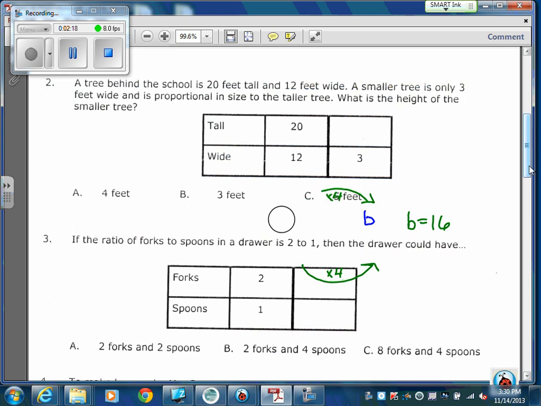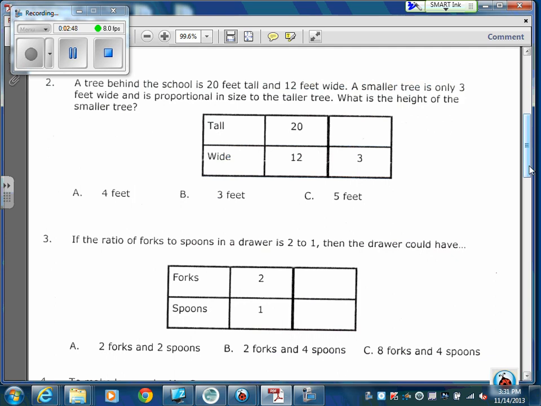Okay, so you try number 2. Pause the video and then come back and check with me. Okay, so you should have paused the video and found this answer on your own, set up just like the original one. We have a 20-foot tall tree and 12 feet wide. A smaller tree is only 3 feet wide, and it's proportional in size to the taller tree, just meaning it's an equivalent.